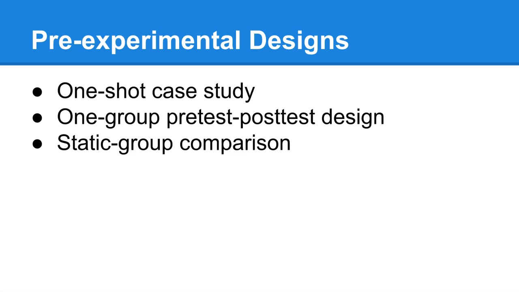The static group comparison involves at least two groups. One receives a new or unusual treatment, and both groups are post-tested. Because participants are not randomly assigned to groups and there are no pretest data, it is difficult to determine whether the treatment groups are equivalent.